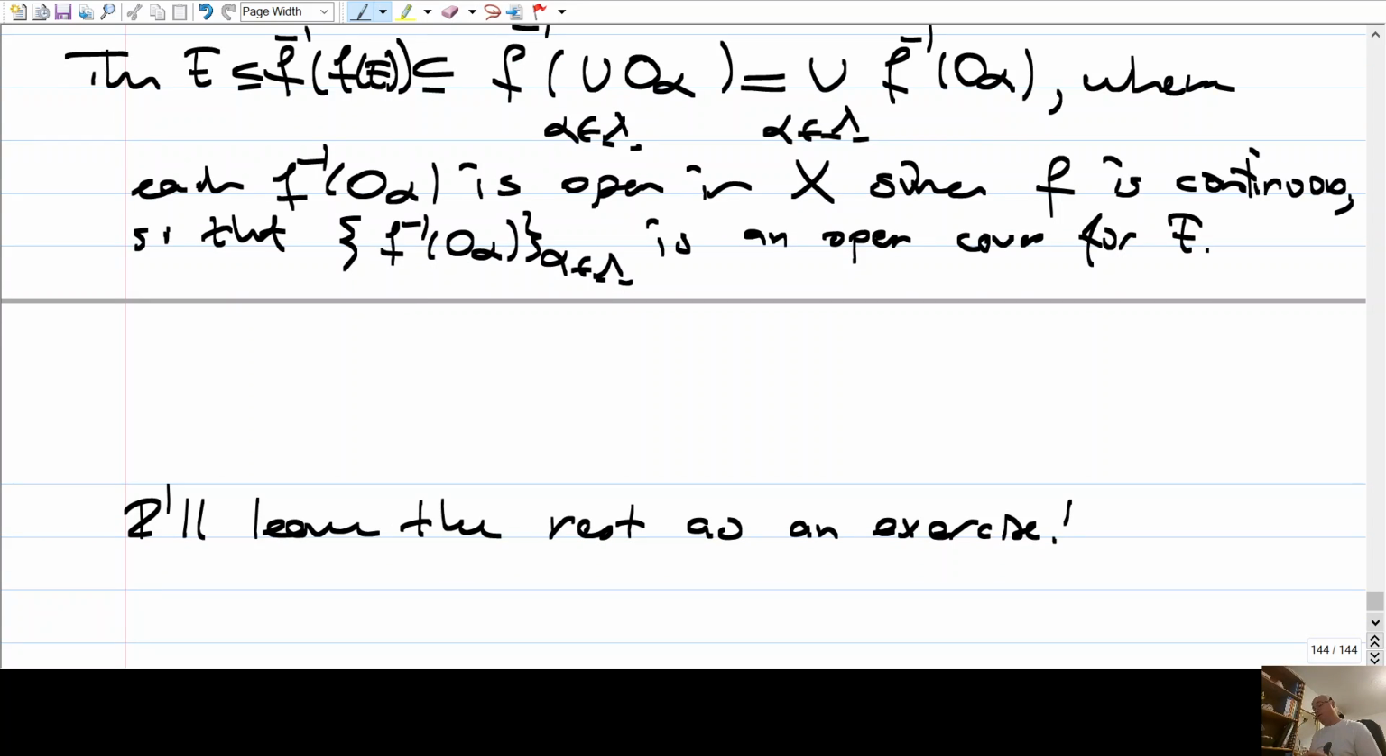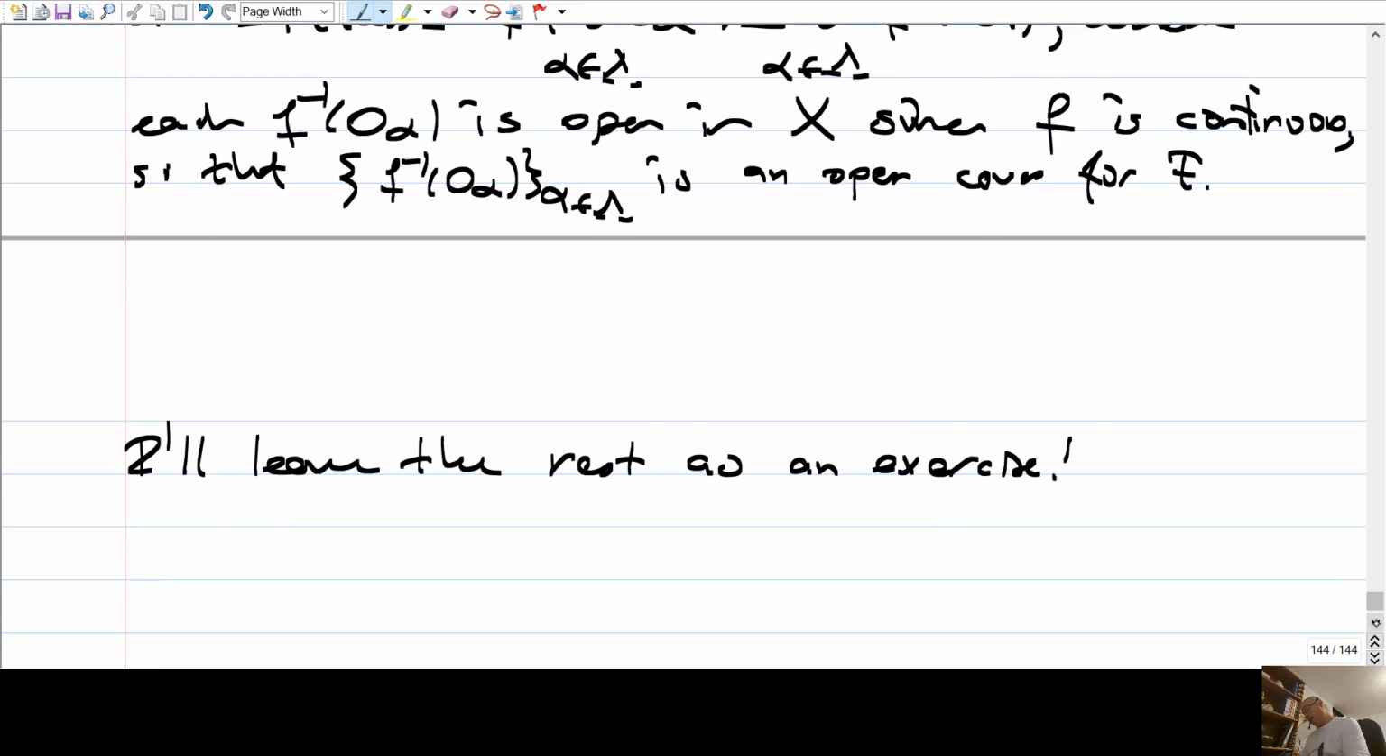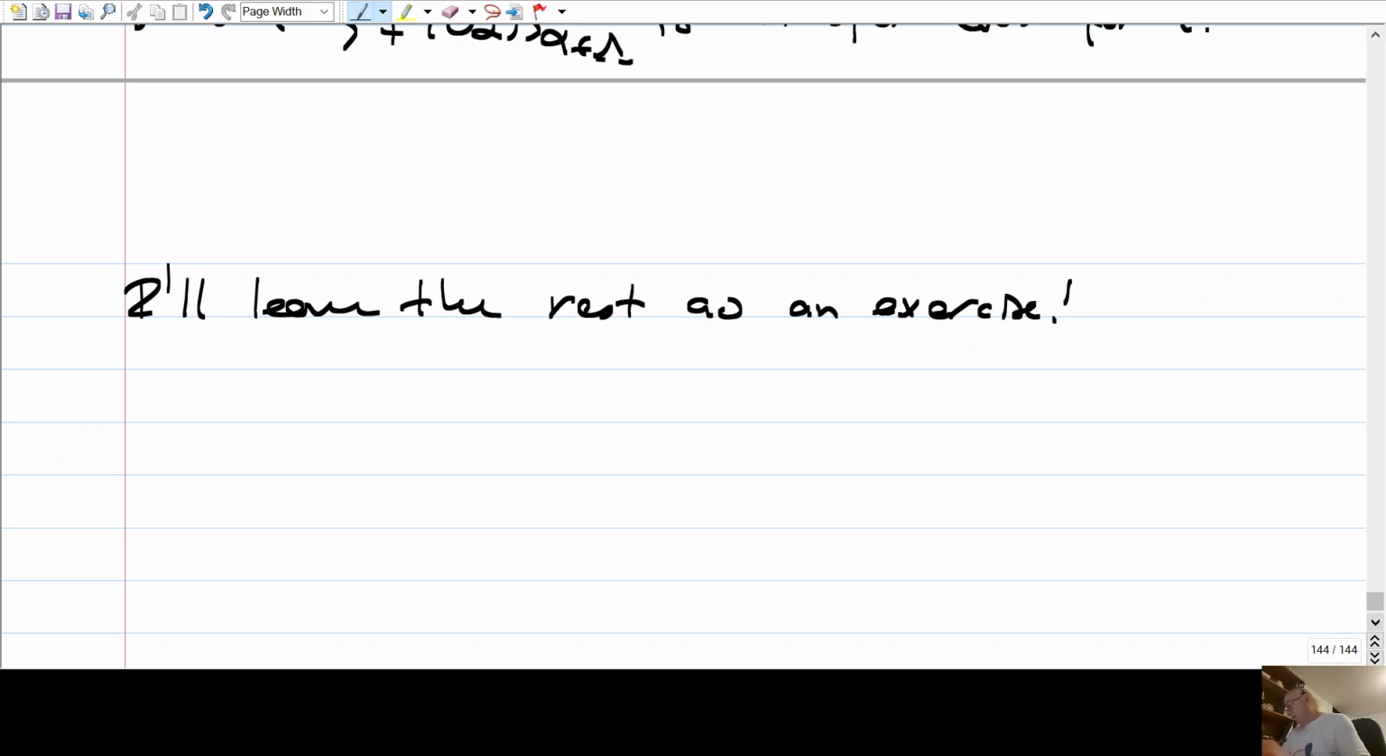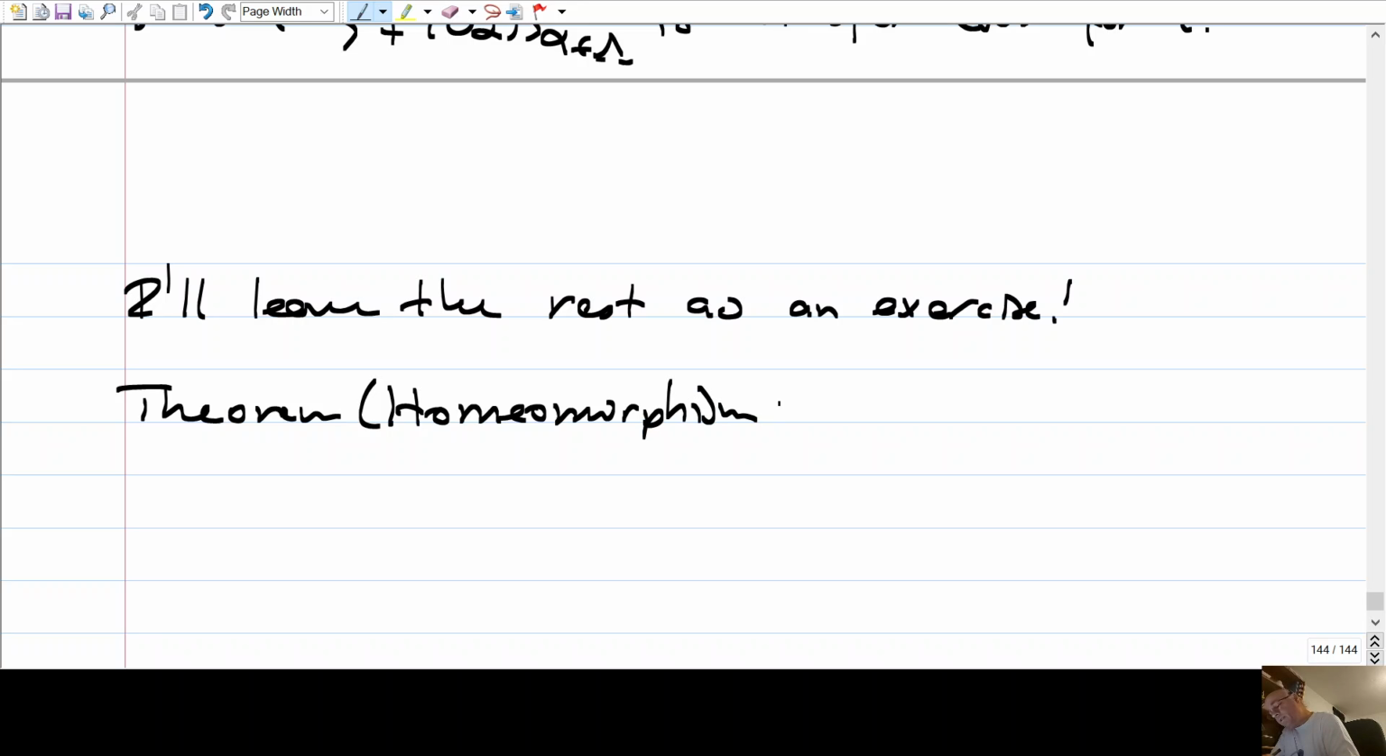All right. So what we have proved is that if you have a continuous map, then the image of any compact set is compact. This is a very nice consequence, the so-called homeomorphism theorem.